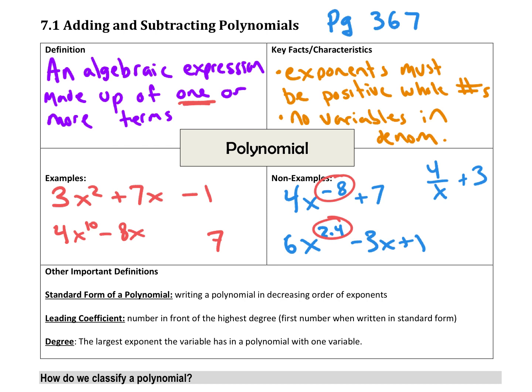Those are not polynomials. We have 3 other important definitions. You can see they're already there for you. Standard form. Oh, it's another standard form. We keep talking about standard form, right? Standard form is when we write a polynomial in decreasing order of exponents. Leading coefficient is the number in front of the highest degree, and that comes first if we write it in standard form. And then the degree is the largest exponent the variable has in a polynomial.